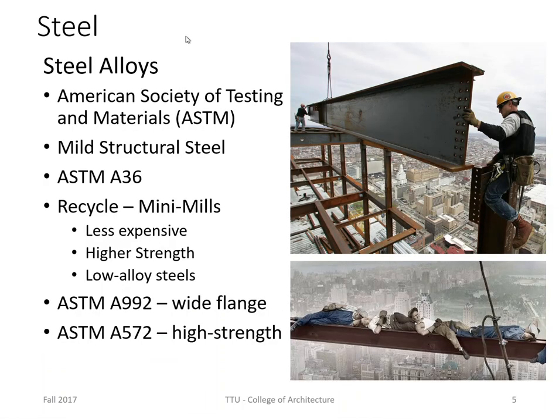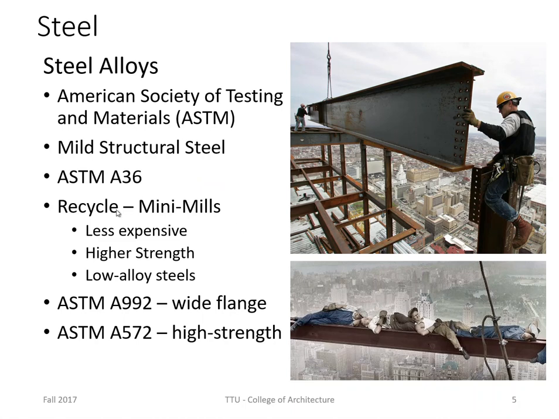One thing you need to be aware of is that most all the steel that we use is usually some form of a steel alloy. Okay? And there is an organization called the American Society of Testing and Materials, called ASTM by the acronym, and they set the standards for different types of steel. And some of those different types of steel are mild structural steel. ASTM A36 is a very common alloy.